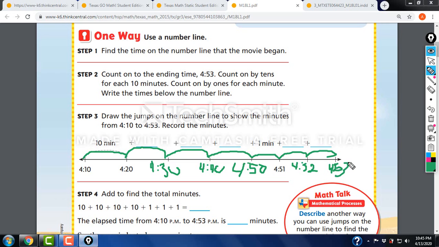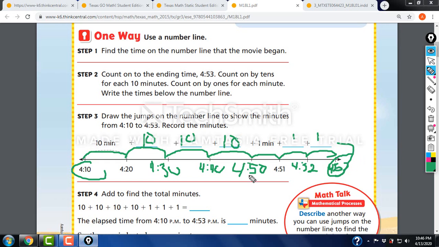This is the end, this is the start. We put the times here. So this jump from 4:10 to 4:20 was 10. This one was 10. From 4:30 to 4:40 is 10. From 4:40 to 4:50 is another 10. From 4:50 to 4:51, that's 1 minute. From 4:51 to 4:52, that's another minute. From 4:52 to 4:53, that's another minute.